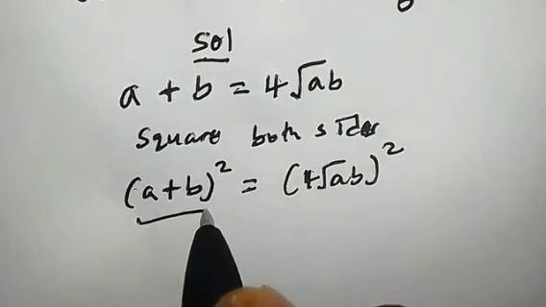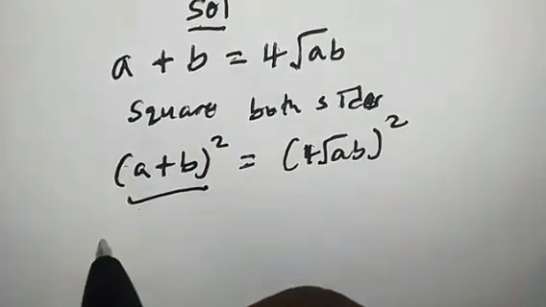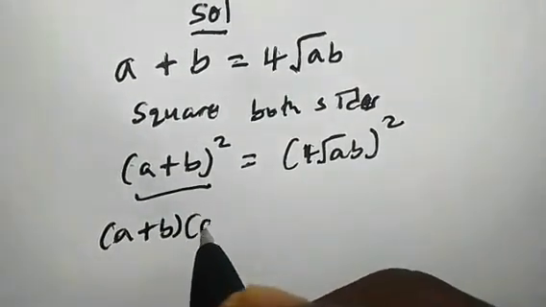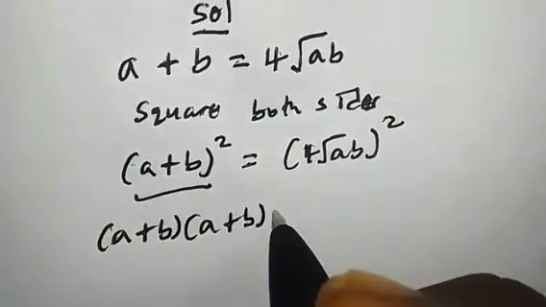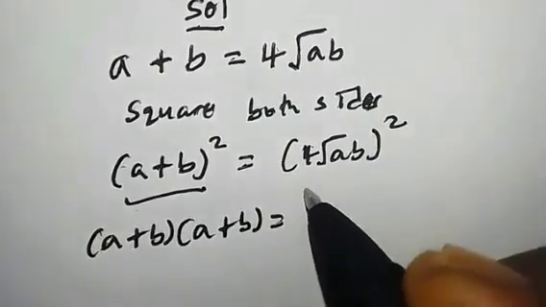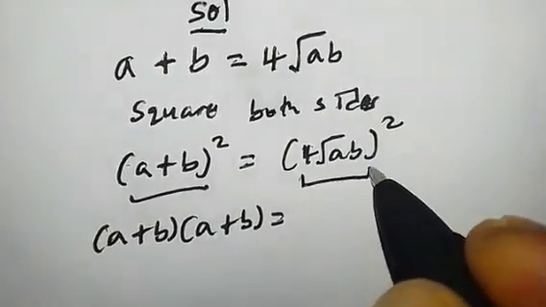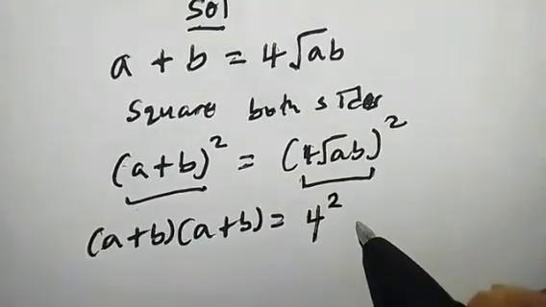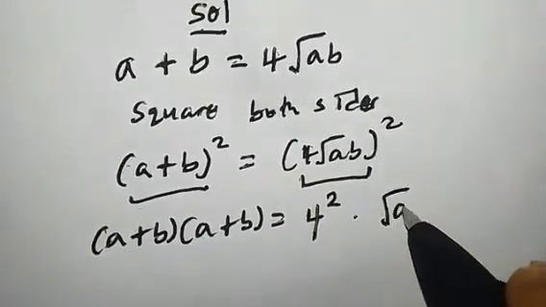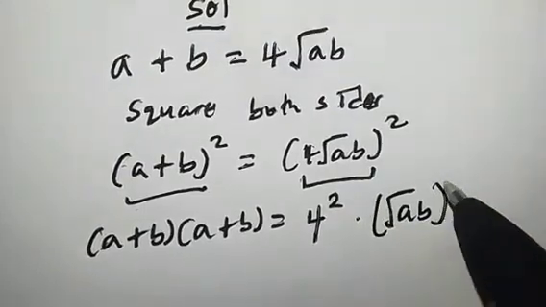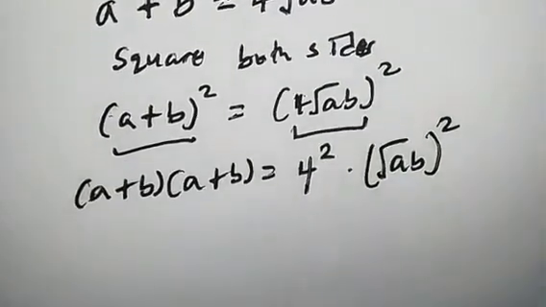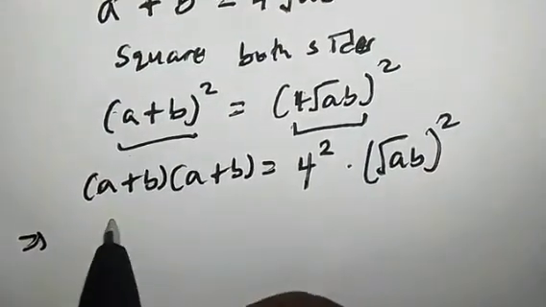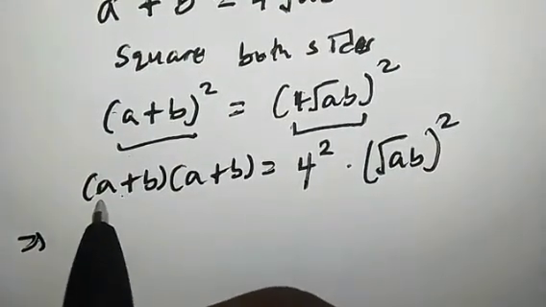This left hand side could be written as a plus b times a plus b equal to, likewise, I can rewrite this right hand side as 4 square times square root of ab all squared. Let's continue. This implies that, now, let us open this bracket.